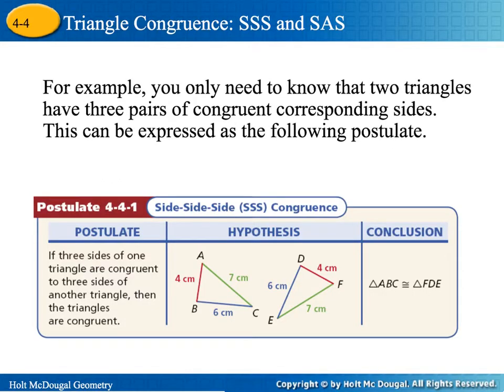So for example, you only need to know that the 2 triangles have 3 pairs of congruent corresponding sides. This can be expressed as the following postulate. We are going to call this SSS. So look at these 2 triangles and draw these with the same measurements on them. So this has 4 centimeters and 4 centimeters, 6 centimeters, 6 centimeters, 7 centimeters, 7 centimeters. Since they have the 3 sides in common, we can go ahead and conclude that they're congruent. We don't even have to worry about the angles. This SSS postulate says that we don't have to worry about the angles.